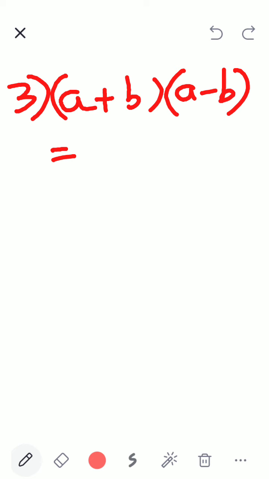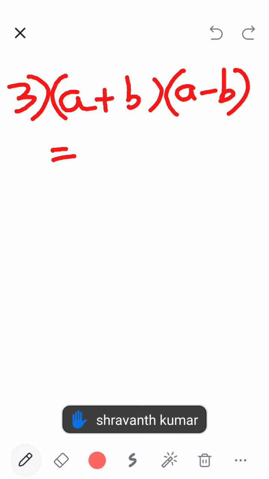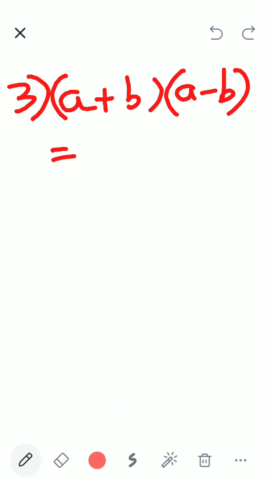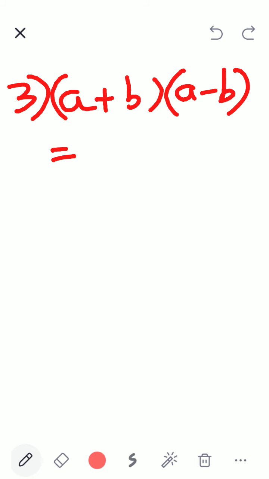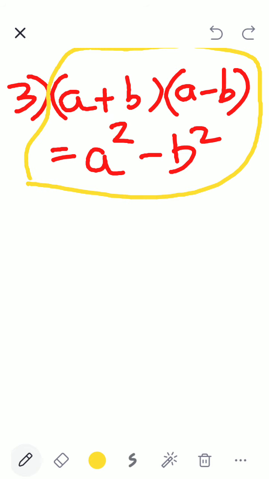Yes, Shubhashri. What is the answer? I wrote that. Shravant? Yes, tell. Excellent. So this is A square minus B square. Very simple.